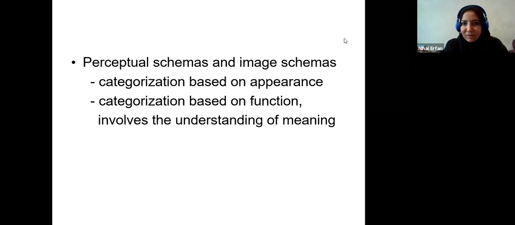There's something called perceptual schemas and image schemas, okay? Perceptual is from how things look, so their appearance, and image is based on function, and it really involves the understanding of meaning. How are you going to categorize trains, buses, trucks together, although perceptually they look different? It's because you understand the meaning of the fact that they all have wheels, okay? Or grouping all four-legged animals together, because they all have the same function, okay? So it needs kids to be a little bit older in order to understand that.